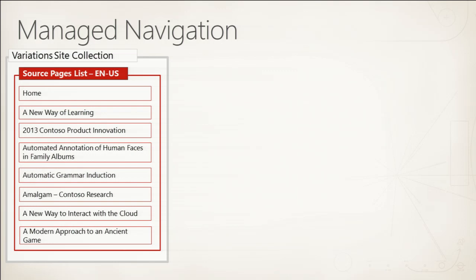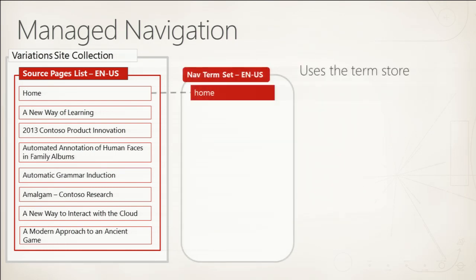So in the past, when you were setting up your navigation, you would often have to rely on the structure of your site. You might use subwebs to organize your content so you got navigation to look a certain way. In SharePoint 2013, the managed navigation feature actually uses the term store to create a term that backs every page that you create. So the home page in this example has a home term associated with it. Managed navigation also lets you choose the friendly URLs you want to surface.